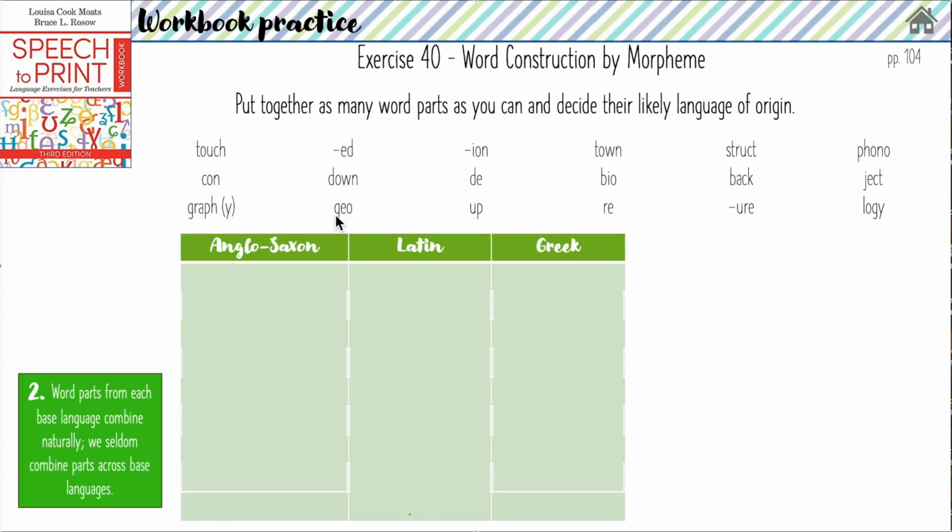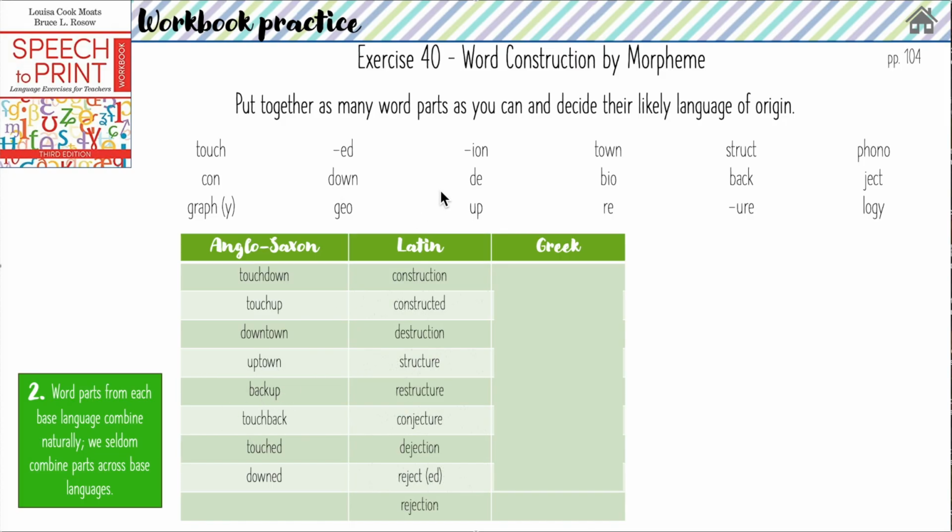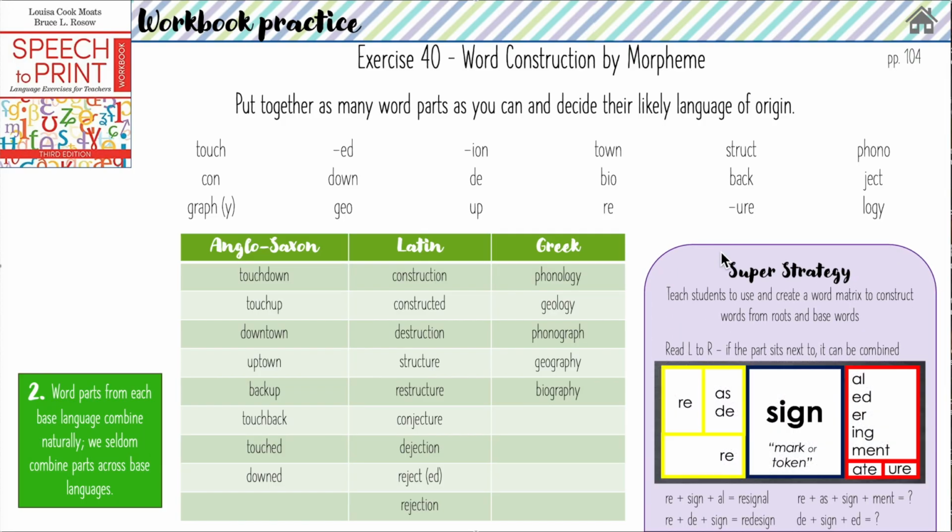So for example, if I took touch and down, that's going to make our Anglo-Saxon compound word. Things like uptown, back up, touch back. But if I take the shun and the cons and the Ds, take these word parts, this is what I would have for my Latin combinations. And then of course that leaves me with my ologies, my phonos, and my geos for the Greek-based. Okay? It's just some fun way to build what you can build.